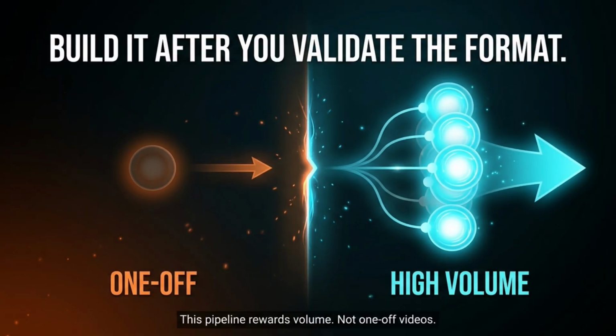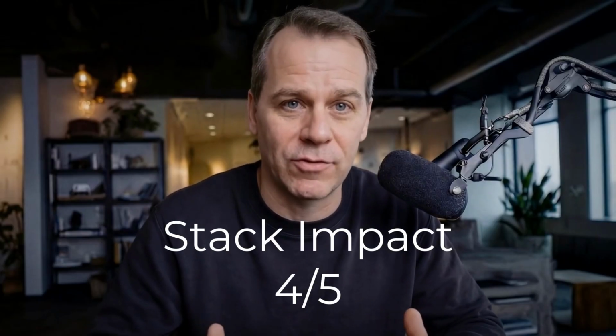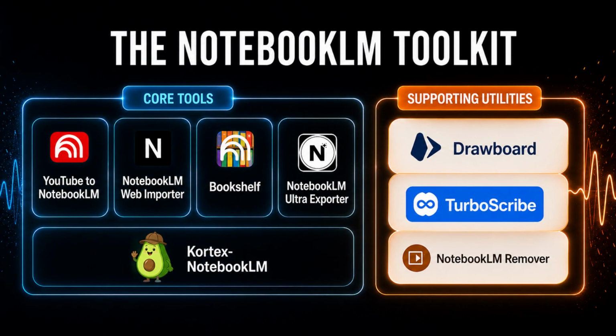The friction? 3 accounts, 3 pricing decisions, 3 potential failure points. HeyGen requires a voice clone, one-time setup cost. For a one-off video, setup cost outweighs the return. Build it after you've validated the faceless format, not before. Stack impact rating, 4 out of 5. For faceless creators publishing at volume, this closes the loop. Don't build it speculatively.